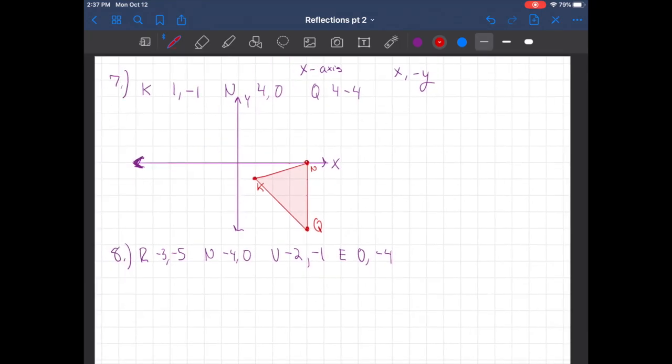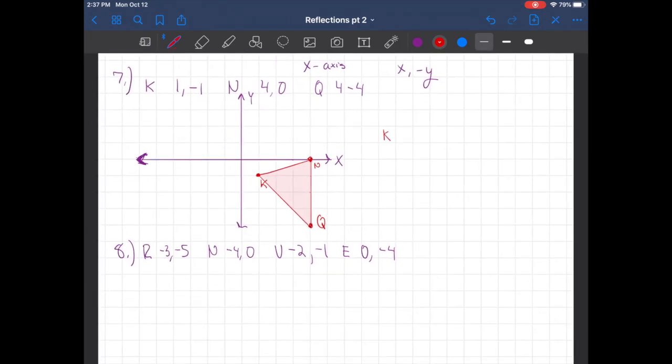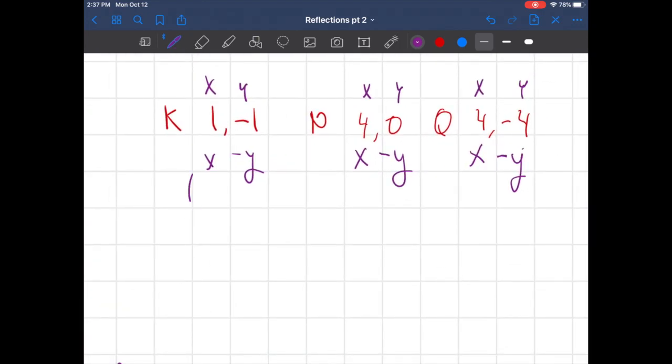First steps first, let's label all of our numbers. So I have K, 1 and negative 1. I have the letter N, which is 4 and 0. And then I have the letter Q, which is 4 and negative 4. All right, let's label X, Y for each point. Now let's put in our formula, which is x and negative y. Don't forget, letters get parentheses, and signs go on the outside.